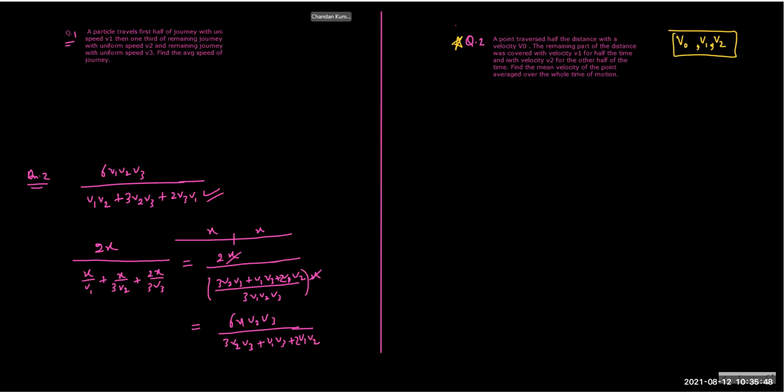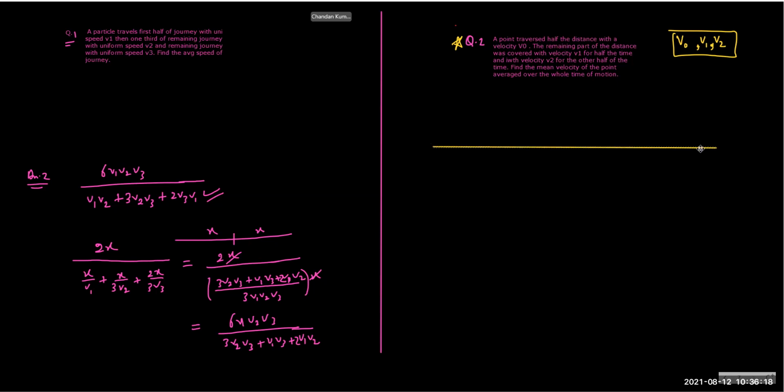So is it V naught? Yeah, tell me the answer. Sir, I got V naught as the answer. Only V naught? Yeah, sir. How could this be possible? Only V naught is not an answer, right? Okay, look at this question. This is a difficult question.